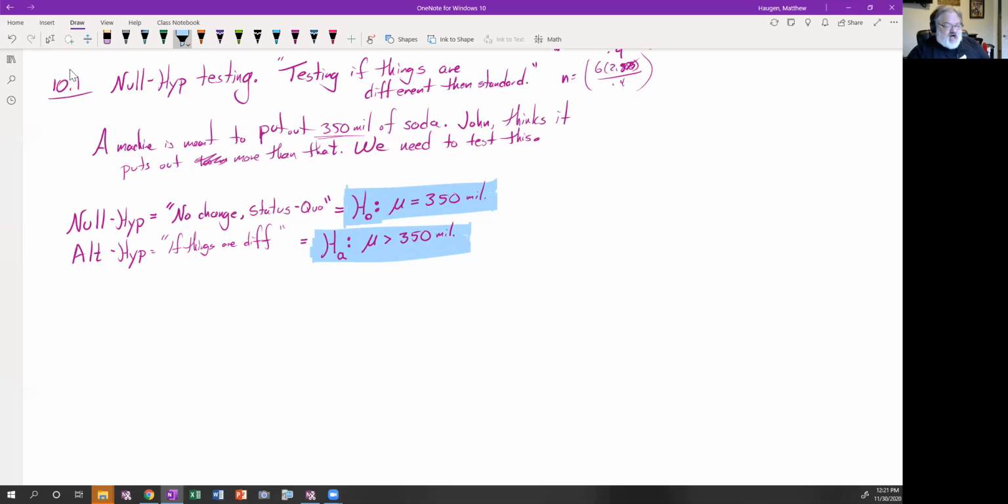Now, the job in 10.1 isn't to actually do any of this testing. The job in 10.1 is to get familiar with this kind of vocabulary. What a null hypothesis is, what an alternative hypothesis is, and what our goals are, what we're going to be showing. Fair?